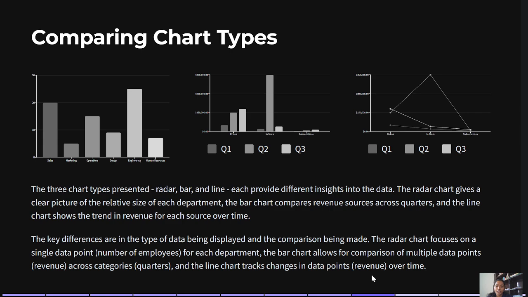Coming to the comparison. The three charts represent radar, bar, and line. Each provides different insights into the data. The radar chart gives a clear picture of the relative size of each department. The bar chart compares revenue sources across the quarters, and the line chart shows the trends in the revenue for each source over time.